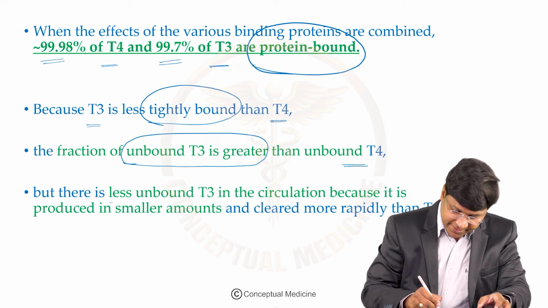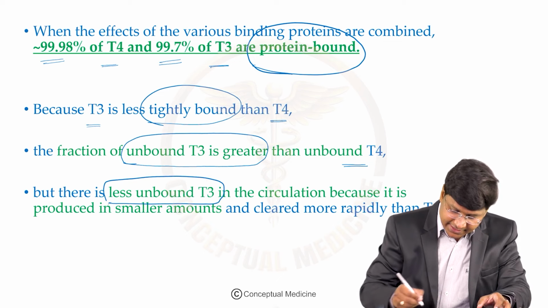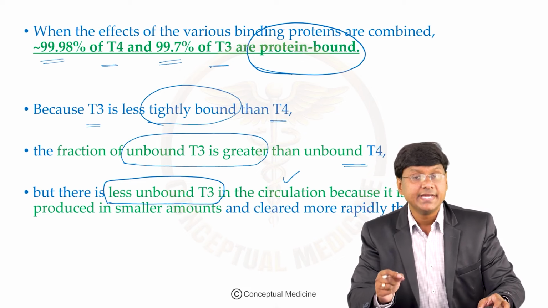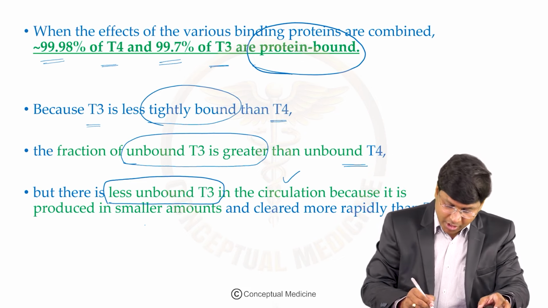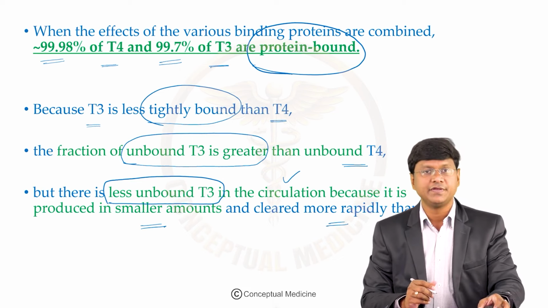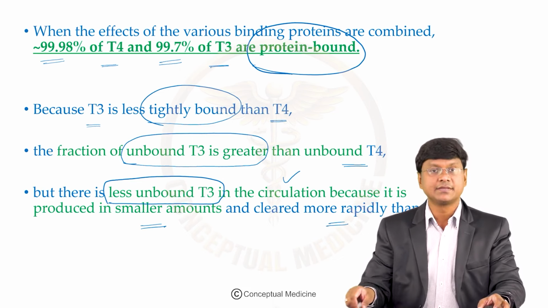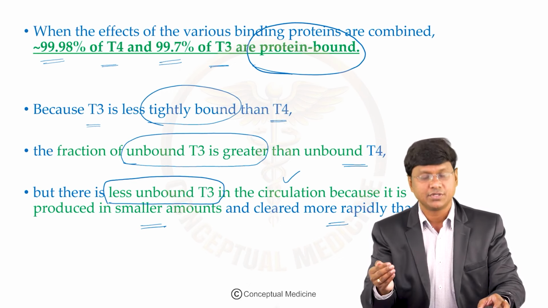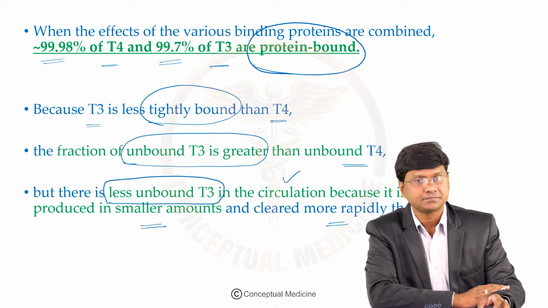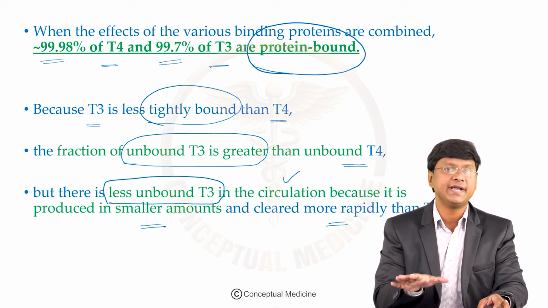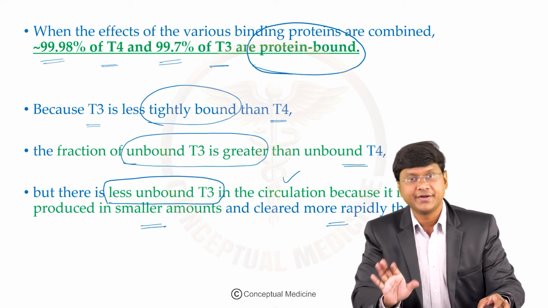But there is less unbound T3 in the circulation. Why? Because T3 is produced in smaller amounts and it is cleared more rapidly than T4. That is the reason why the unbound T3 is present in lesser quantity than the unbound T4. Okay, so this is the story of the protein binding capacity of your thyroid hormone.